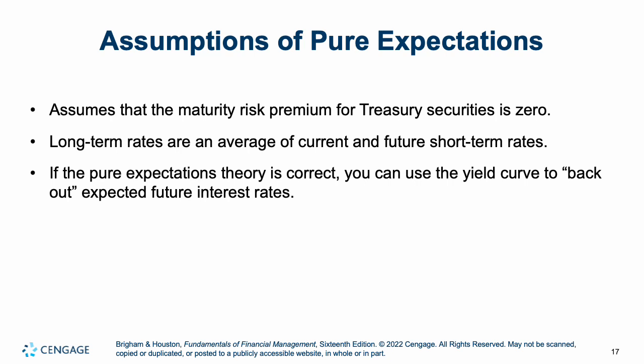So, the assumptions of pure expectations. Number one, it assumes that the maturity risk premium for Treasury securities is 0. Long-term rates are an average of current and future short-term rates. And if the pure expectations theory is correct, you can use the yield curve to back out expected future interest rates. And we'll take a look at that right here.